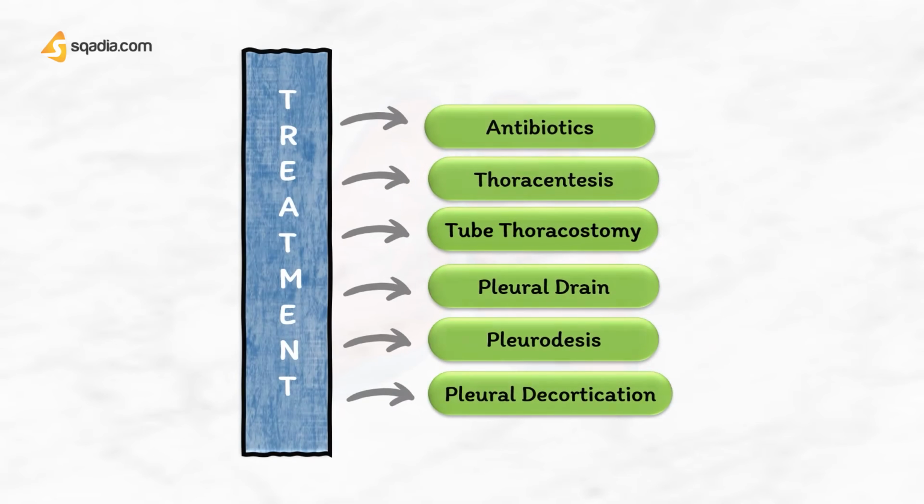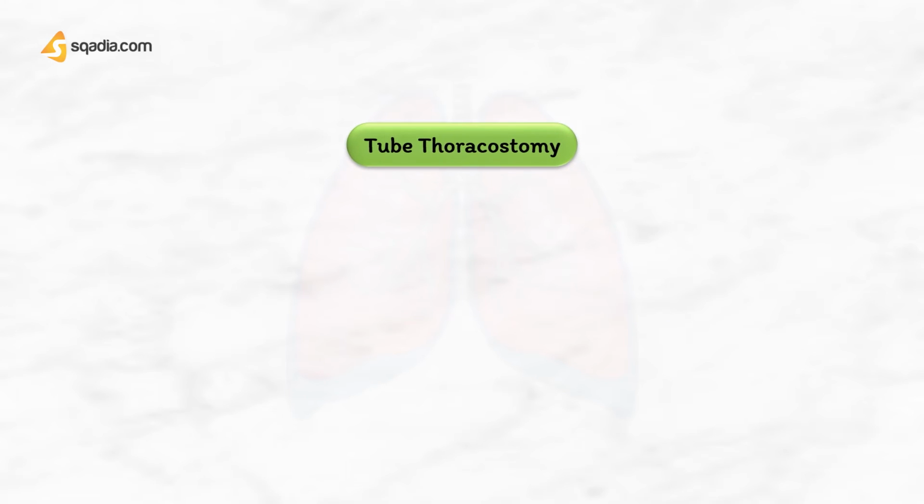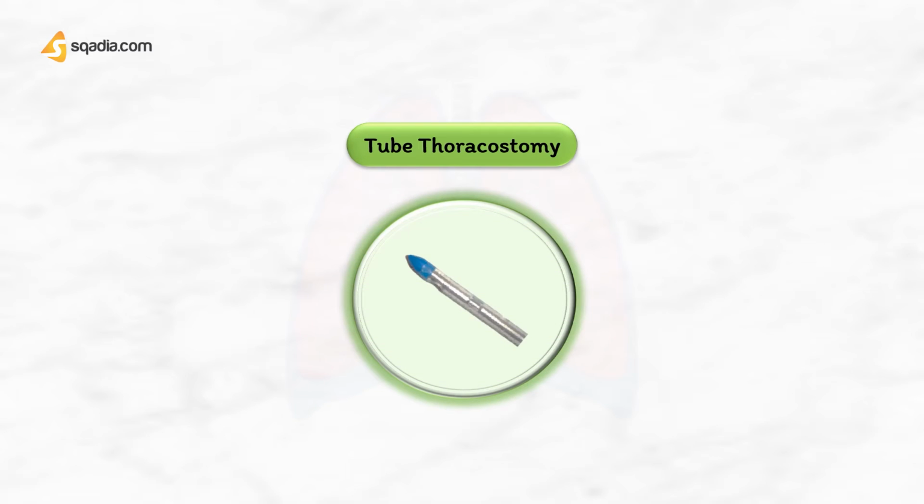Another strategy is tube thoracostomy. It is done by making small cuts in the chest wall, and a plastic tube is inserted into the pleural space for several days.